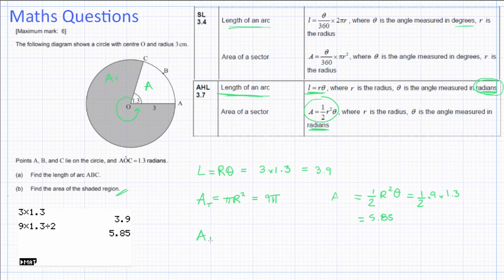Now the area that we want to find would be simply the subtraction of those two. So I would take 5.85 out of 9 pi. So how much would be 9 pi minus 5.85. And our area would then be 22.4 if we keep three significant figures as we have been doing already.